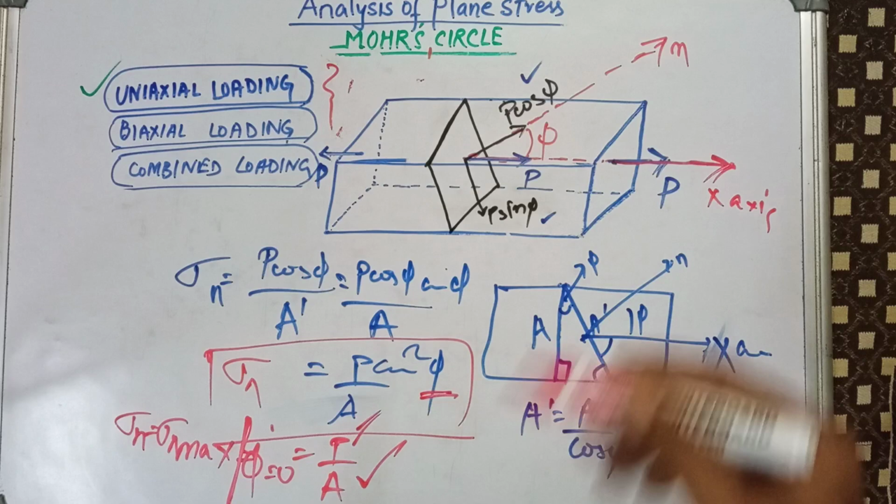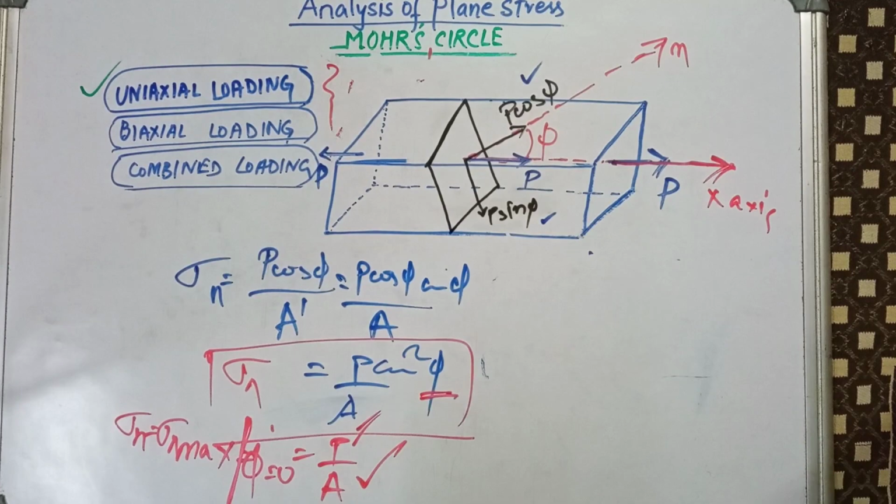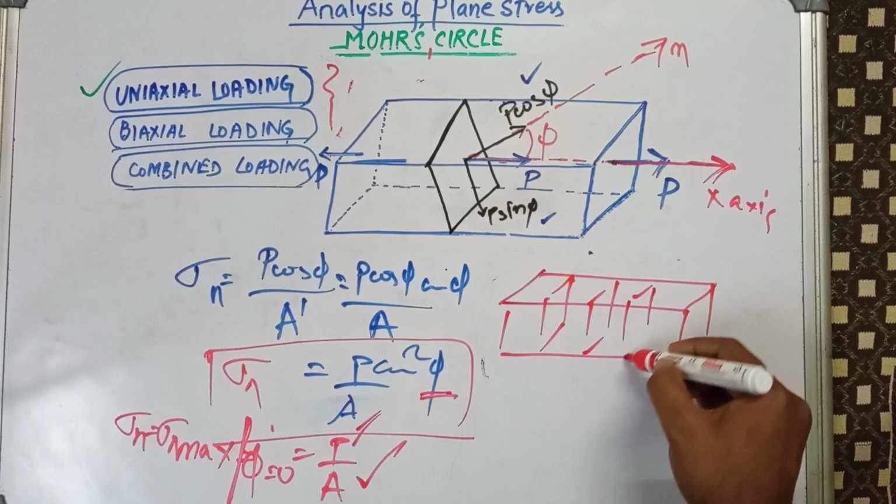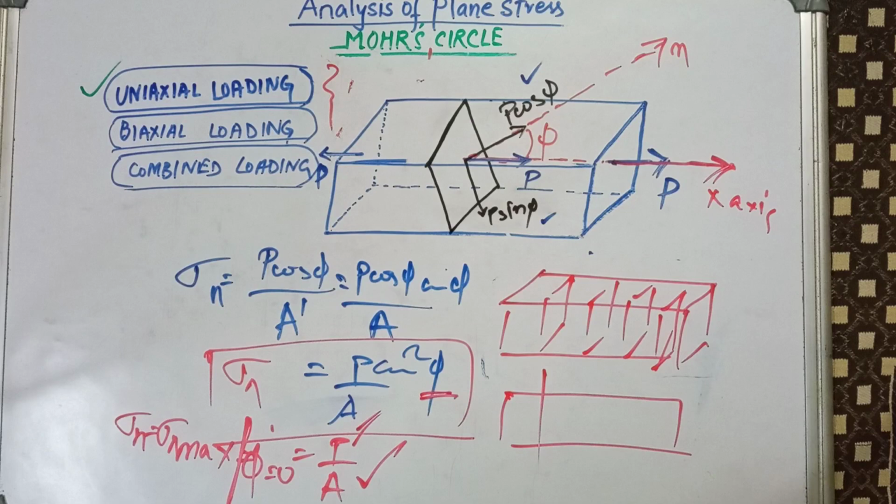So let me show you over here again. This is a cross-sectional plane. This is a cross-sectional plane. From the two-dimensional view, your brittle material can fail like this, this, this, this. Wherever it may fail. Suppose, let me bring a chalk. So this is the chalk.